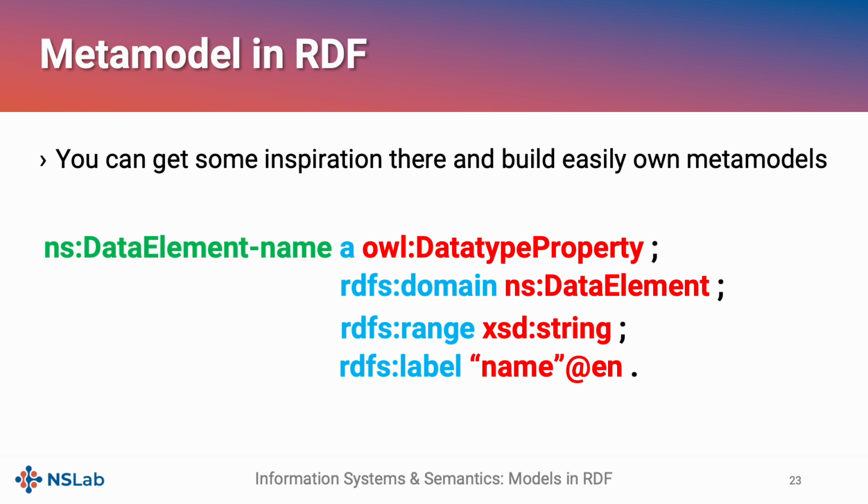So here you can see that we have a human readable, or it can also be a machine readable, name as a string. And then we of course have the identifier in the namespace ns, with the identifier inside, data-element-name.